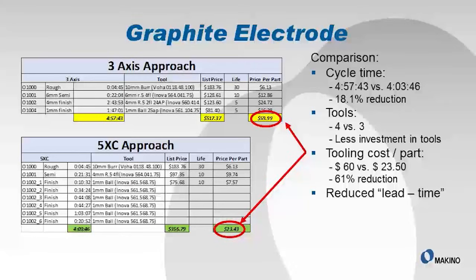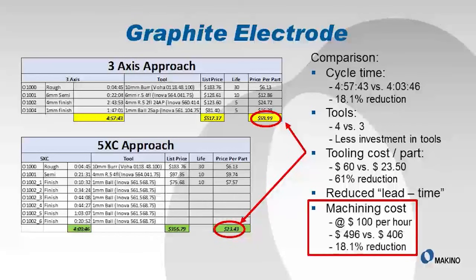Reduced lead time, obviously, by a little over 18%. As far as machining cost, if we wanted to get an idea of what that part would cost, let's say at $100 an hour, we're looking at $496 versus $406. So that's about an 18.1% reduction. That's obviously reflecting the reduction in the cycle time. And obviously that's money in your pocket.